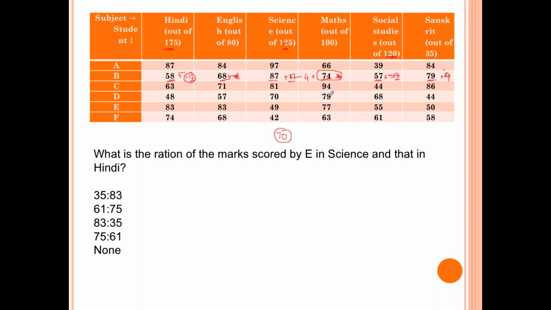Yes, you are absolutely right. Vijay, Nitya, and Bhargavi, you got 70 as answer. This is how we do it, right? Calculating without calculating. Otherwise, you could have spent more amount of time.